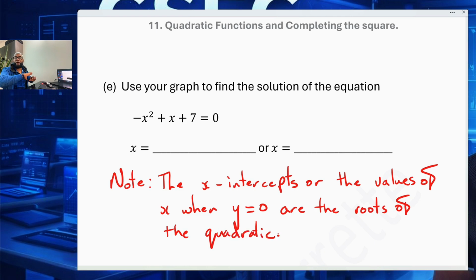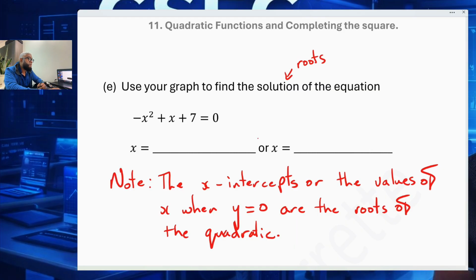So that word roots is very important, right? If I ask you for the solution of the equation, the solution of your quadratic equation would simply be the roots of your equation. So your solution would be your roots. My roots are simply the values of x when y is equal to 0, or the values of x where the curve is cutting the x-axis.